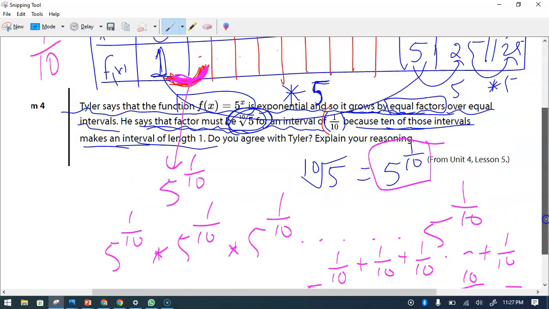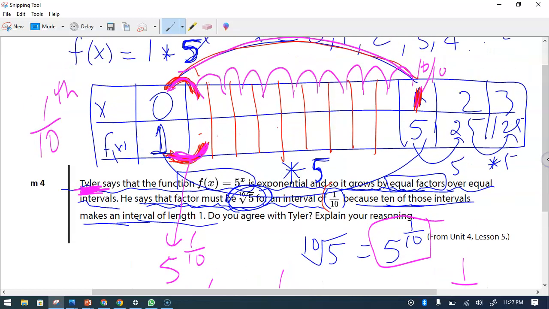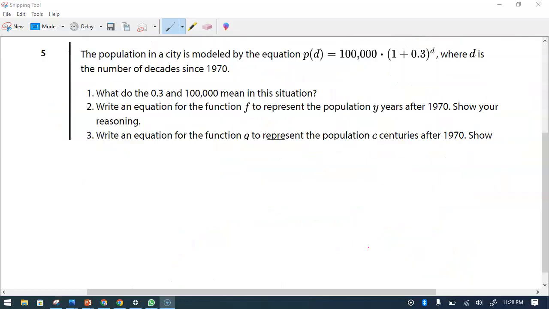So it's correct. That means Tyler is correct, because from the jump from 0 to 1, the growth factor is 5. So for 1/10 of an x there, this will be the answer, 5 raised to 1/10. So hope that helps. Let's go to the next one.